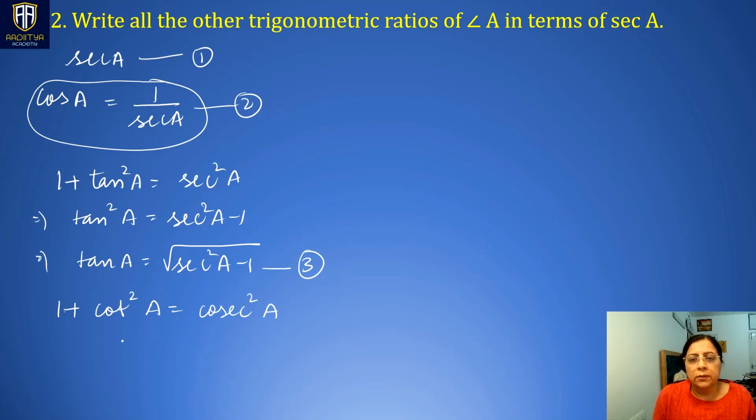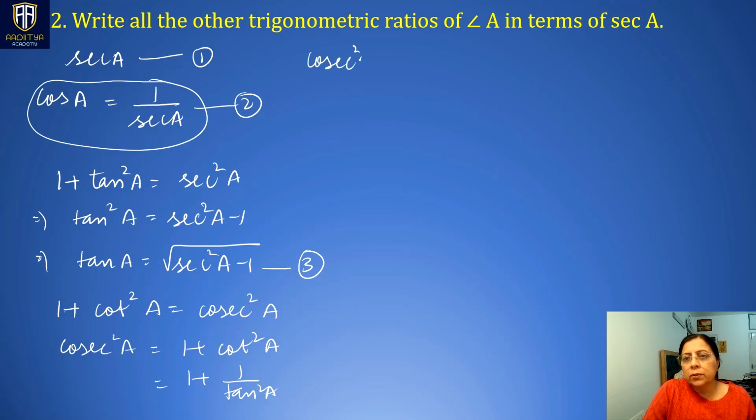So what we can do here is cosec square A is equal to 1 plus cot square A, right? And how can we remove this cot square A? This is 1 plus 1 upon tan square A. So we have cosec square A as 1 plus tan square A upon tan square A. And what we can do here, 1 plus tan square A is secant square A. Right? From the identity, 1 plus tan square A is secant square A.